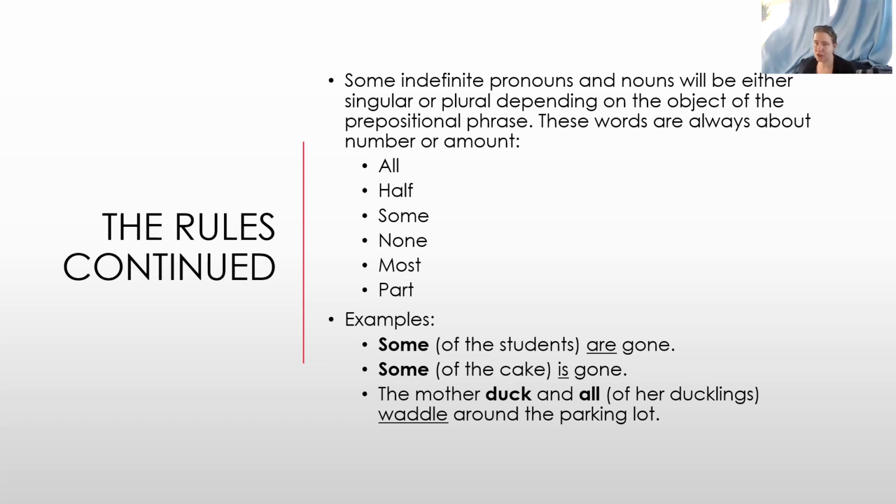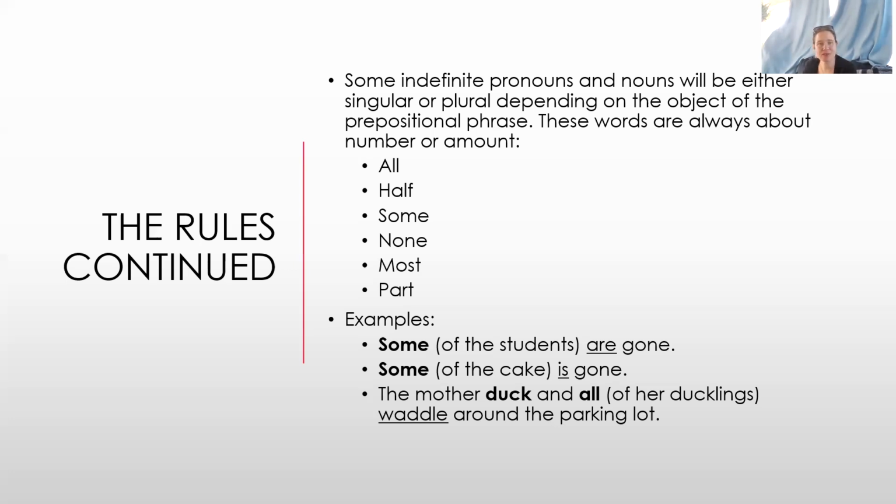Some of the students are gone. Because students is plural, it tells you that some is more than one. That means that the verb does not get the S. Some of the cake is gone. Because cake is singular, it tells you that some in this case is singular. That means that the verb form does not get the S.